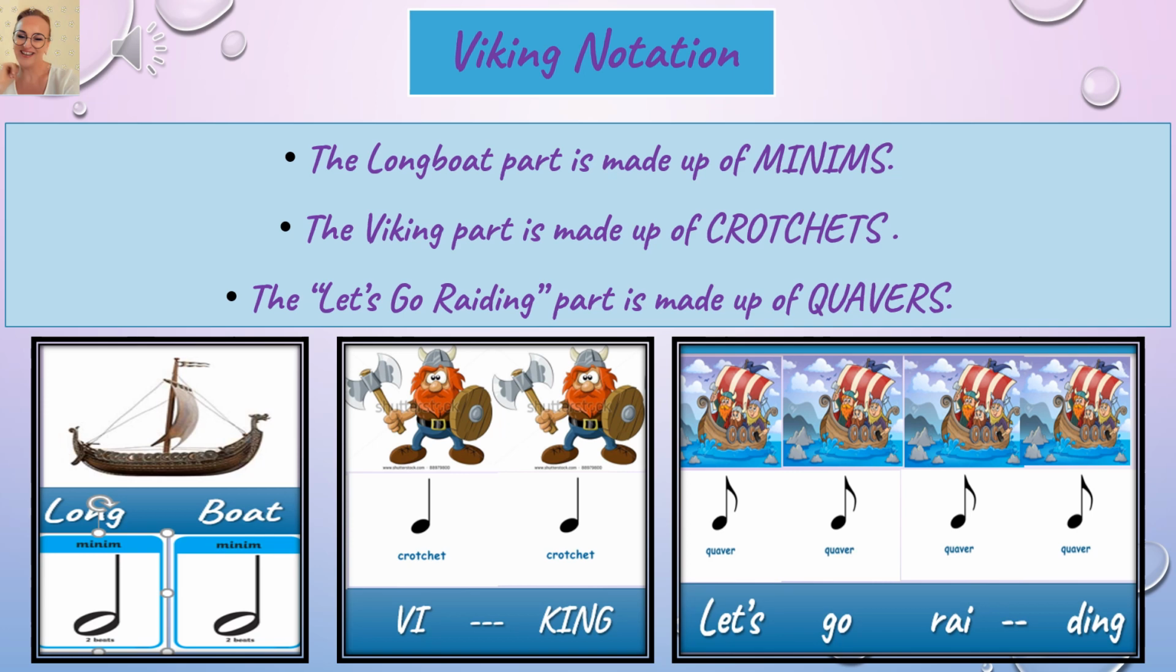Let's remember the Viking notation. The long boat part is made up of minims. The Viking part is made up of crotchets. The let's go riding part is made up of quavers. Look carefully at this musical notation you see on these cards and use it later on when you start your composition task.